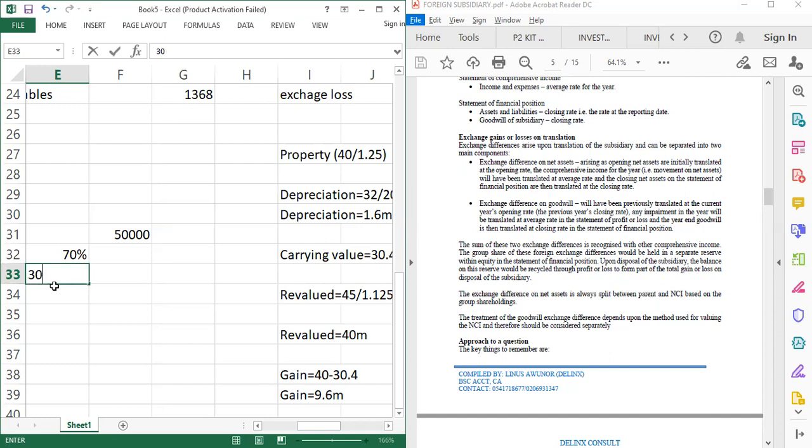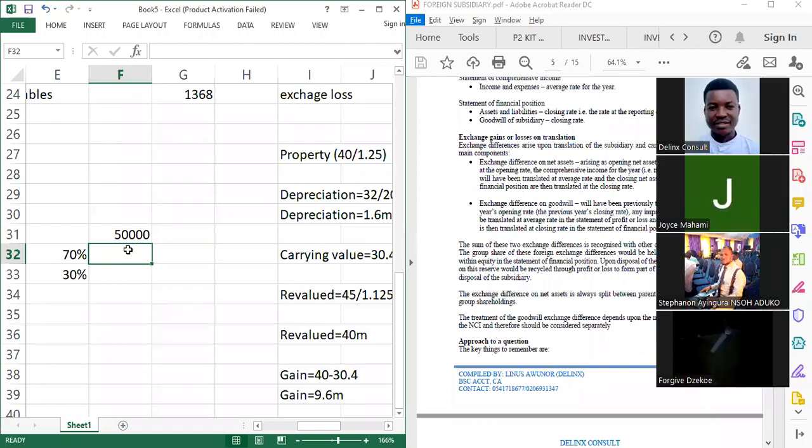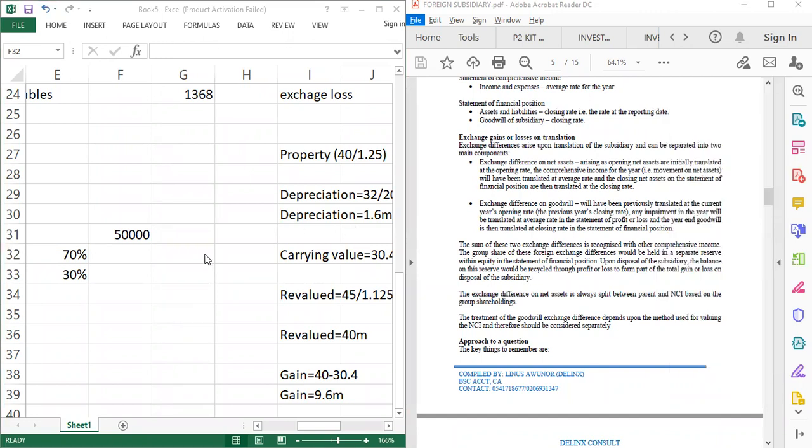If at the end of the day, they are saying that the total value of the parent is 50,000, the total value of the subsidiary is 50,000, the parent is buying 70%. NCI will be having what? 30%. What will be the parent share of the value of the subsidiary based on their shareholding? The total value of the subsidiary is 50,000. Parent is having 70%. What will be the value for the parent? 35,000. Subsidiary will be what?